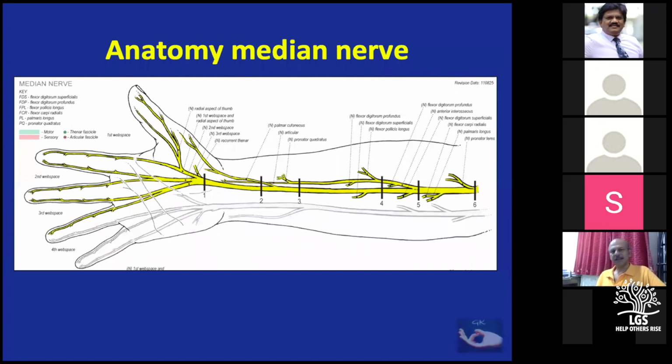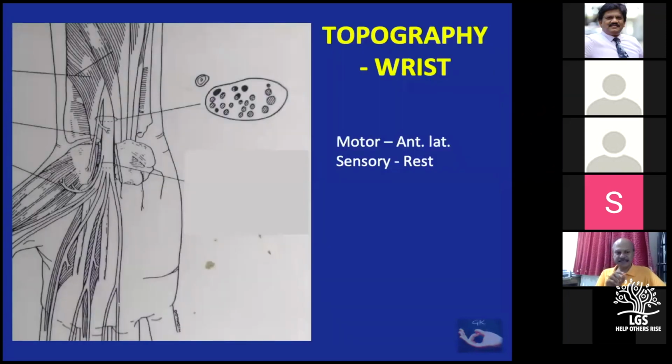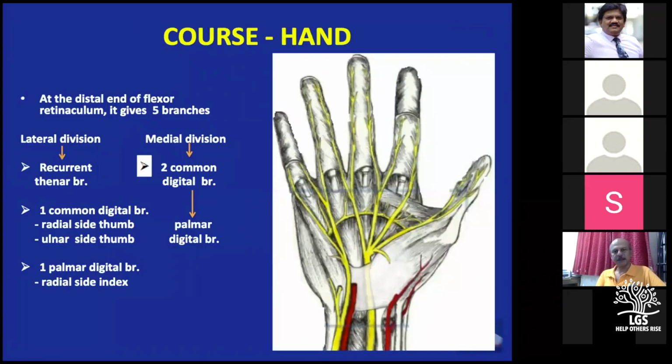The rest of the median nerve proceeds distally and gives off the palmar cutaneous branch just proximal to the wrist, and then supplies the hand. At this level, at the distal forearm, it is very important because the motor fibers are more anterolateral, and the sensory form the rest of the fibers. In the hand, of course, we know it enters the hand through the carpal tunnel.